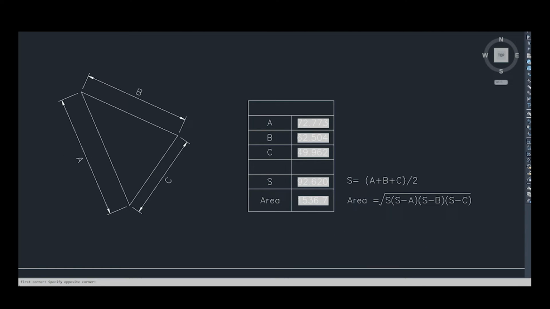We can use something different when we're doing software. It makes it a little bit easier, where we don't have to worry what the base is. If we use S as being half the perimeter, (A plus B plus C) divided by 2, and then use the formula where the area equals the square root of S times (S minus A) times (S minus B) times (S minus C), you'll actually get the area.